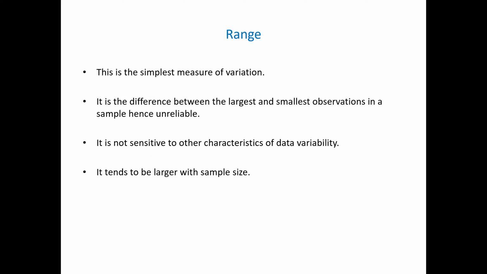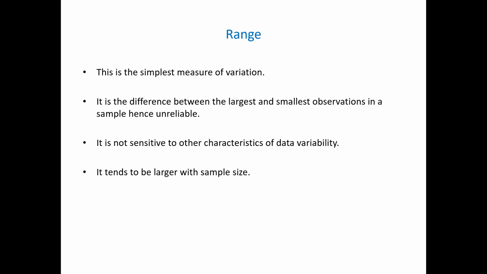Range is the highest minus the smallest. That is, you remove the smallest from the highest. Or you give the range from smallest to highest. So range is simple to calculate. What's the highest value? If it's weight, you look at who weighs highest and who weighs lowest, and you subtract. That's the range. But that one is very funny.